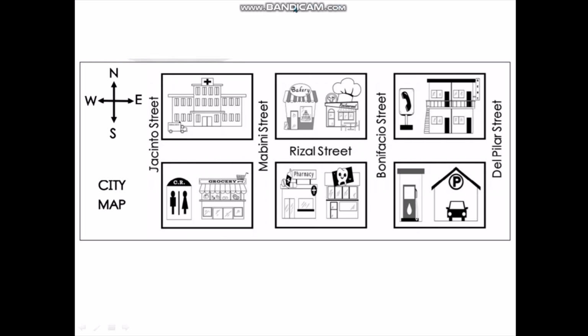As you can see, we can see here different symbols of places that we can see in a city. So we have here a hospital, grocery and CR, bakery and restaurant, pharmacy and dental clinic, telephone stand, and I think this is an apartment. This one is gasoline station and parking lot.